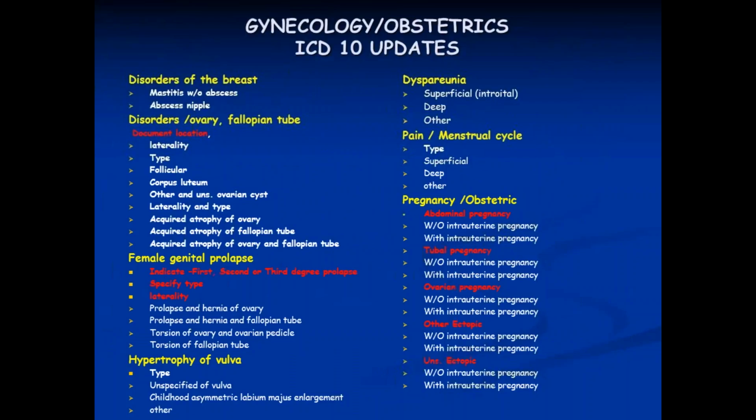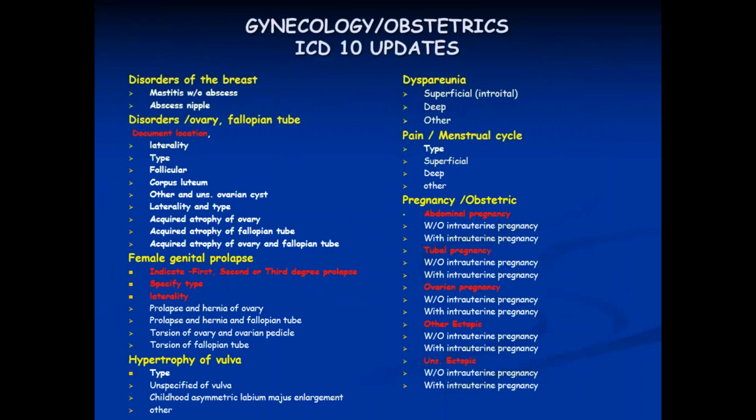So we've added disorders of the breast. Disorders of the ovaries and fallopian tubes have gotten more detailed. They do tell laterality, but it gets more specific. They want to know, once you get down to the ovaries, is it acquired? Is it acquired to the ovary, and the laterality and the type is mentioned as well.